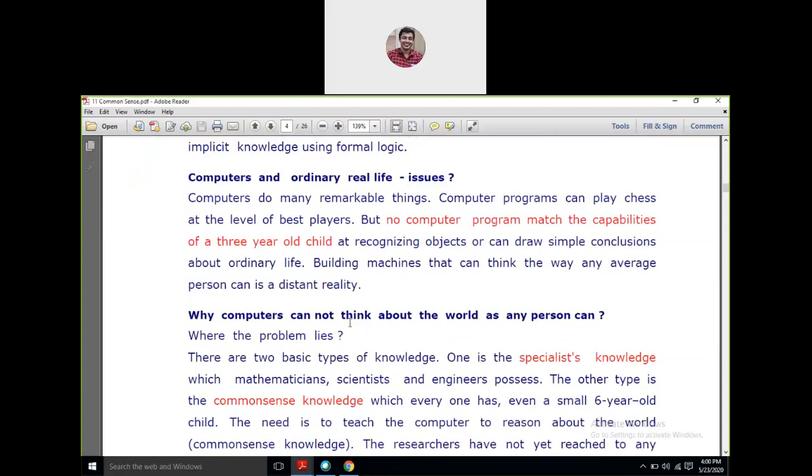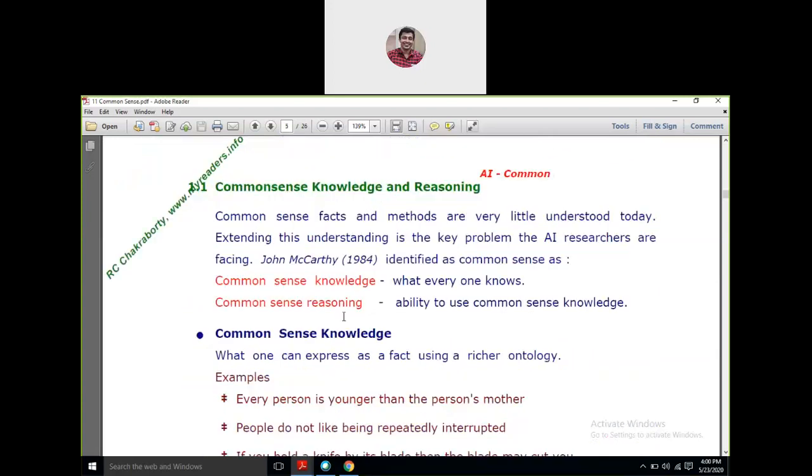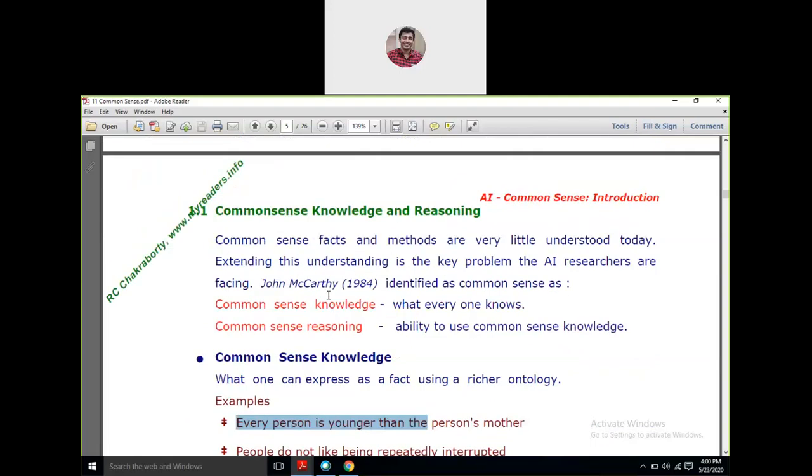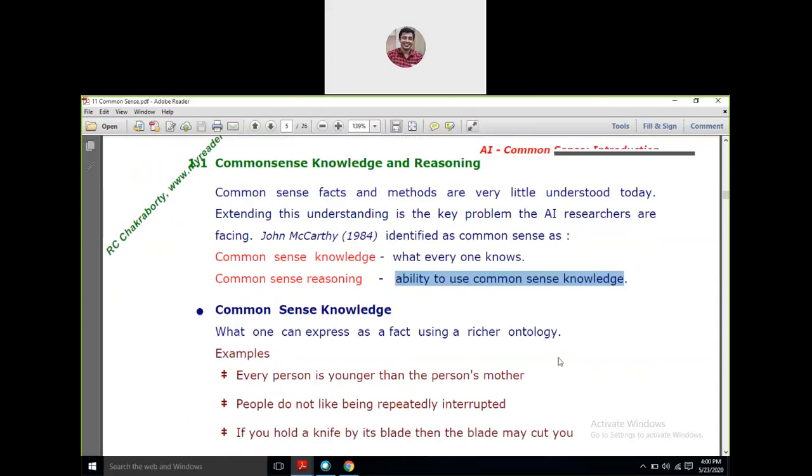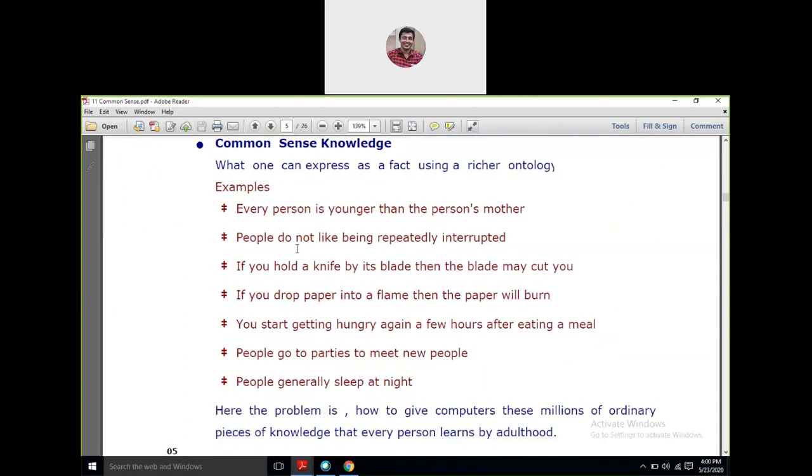Computers in ordinary life issues should have common sense knowledge, like every person. There is common sense knowledge and there is common sense reasoning, right? Knowledge is what everyone knows, and reasoning is the ability to use common sense knowledge. For example, every person is younger than the person's mother, and people do not like that, for the obvious reason that a person can never be elder than his mother.